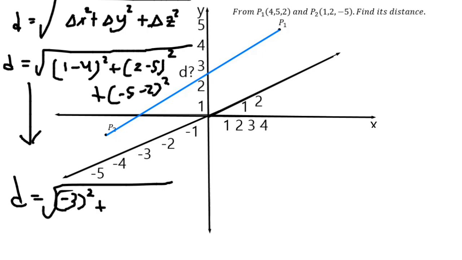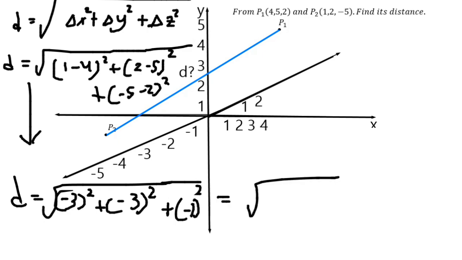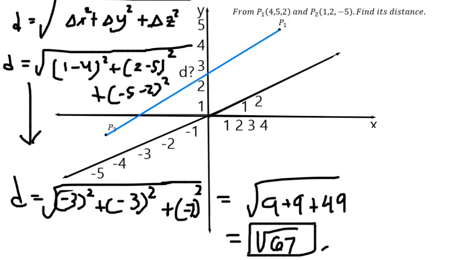So we got negative 3 squared plus negative 3 squared again plus negative 7 squared. Now, what we can do is take the squares, so we get 9 plus 9 plus 49. Adding this, we got 67. So we have root 67 as our distance. And that's pretty much it for this problem. I hope you learned something, and goodbye.